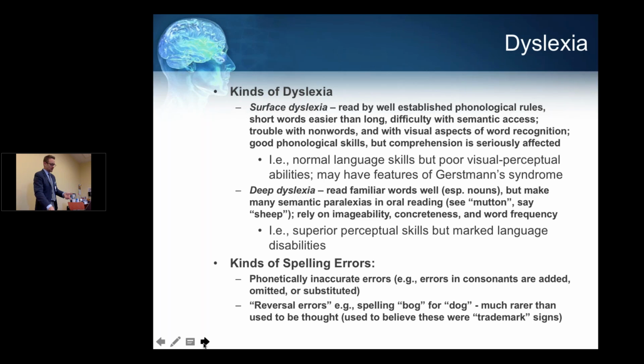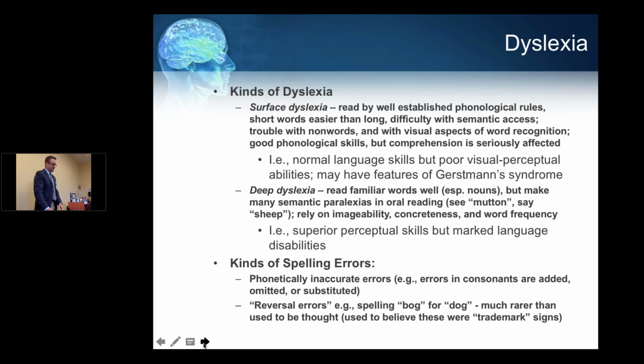There's different kinds of spelling errors, too: phonetically inaccurate errors, where they add consonants or remove them. And then there's the reversal errors, bog, dog, and so on. Here's what's interesting. In the media, it's always the flipping of things. Everyone can say, I flip letters, I'm dyslexic. That is so rare. That is all media. Dyslexia means problems reading. That switching, super uncommon. So just let that go. It just sounds cool, so people are like, yeah, I got it.